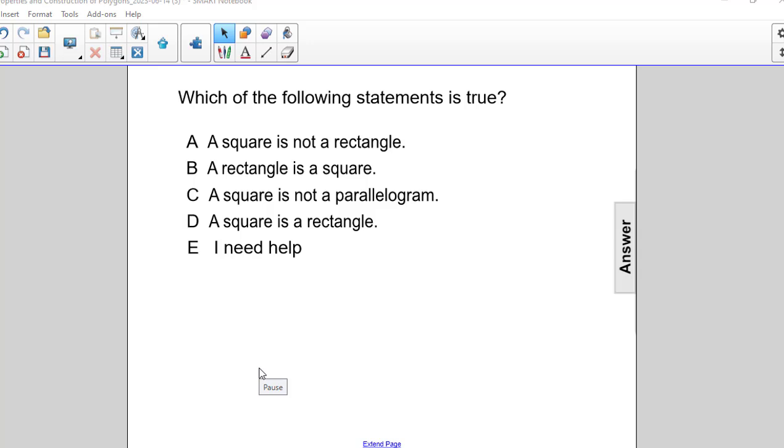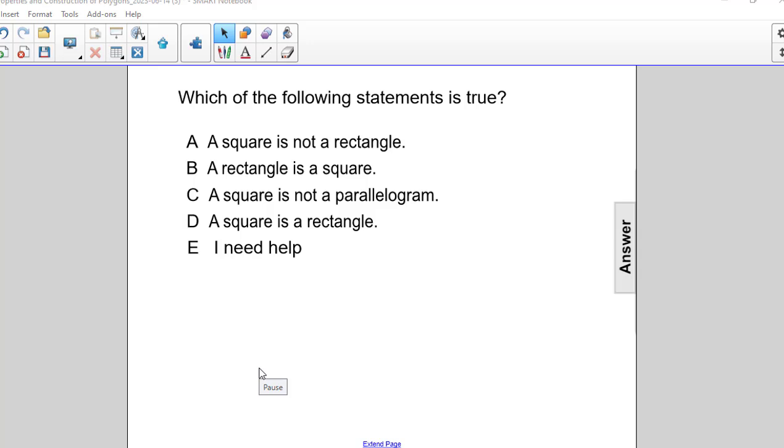Which of the following statements is true? Our choices are A, a square is not a rectangle, B, a rectangle is a square, C, a square is not a parallelogram, or D, a square is a rectangle.